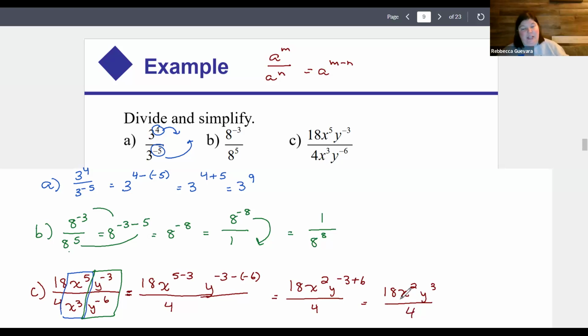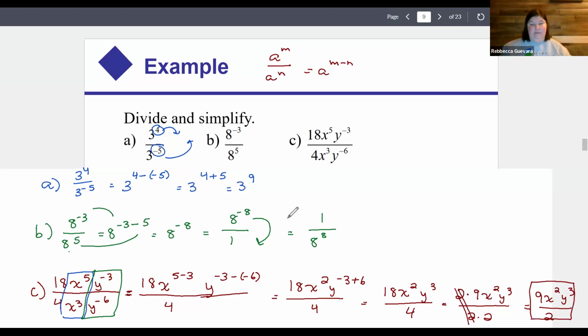So it's not 100% simplified because another part of simplifying is that if there's something that can be eliminated further, I want to do that. So I have 18 and 4, and both of those are divisible by 2. So 18 is really just 2 times 9, and 4 is just 2 times 2. So I eliminate that 2 here and here, and really what I'm left with is 9x squared y to the 3rd over 2. And these are all simplified. Like I said, just make sure I have positive exponents.